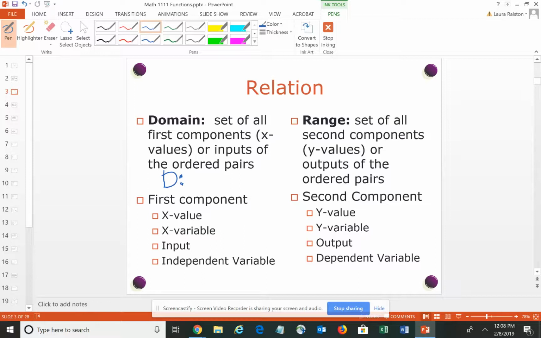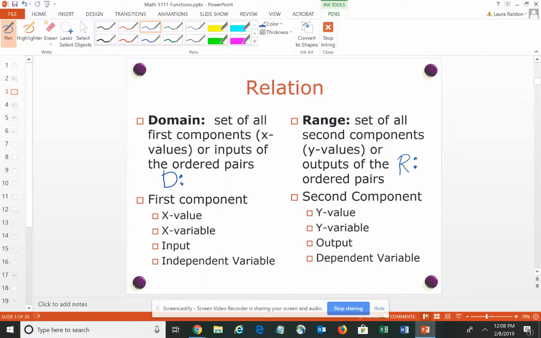And if we look at all of those as a group, they're considered the range. So the range is the set of all Y values, or the outputs. And typically the symbol we see for range is the letter R. And so again, the range corresponds to your Y value, the Y variable, the output, and the dependent variable.